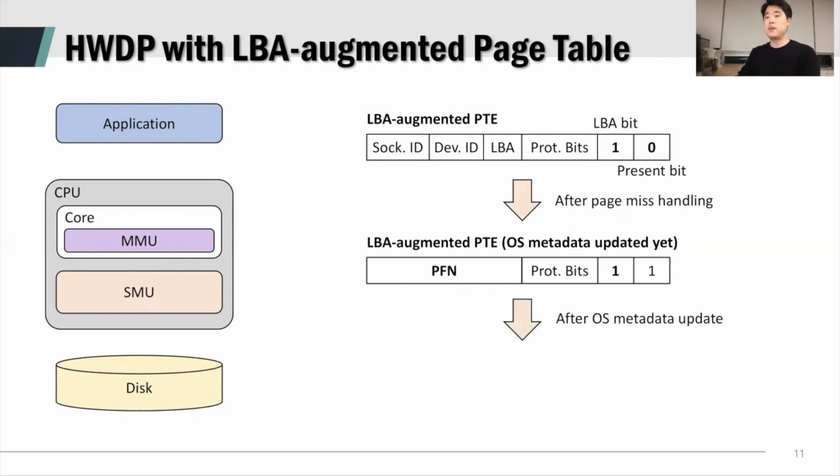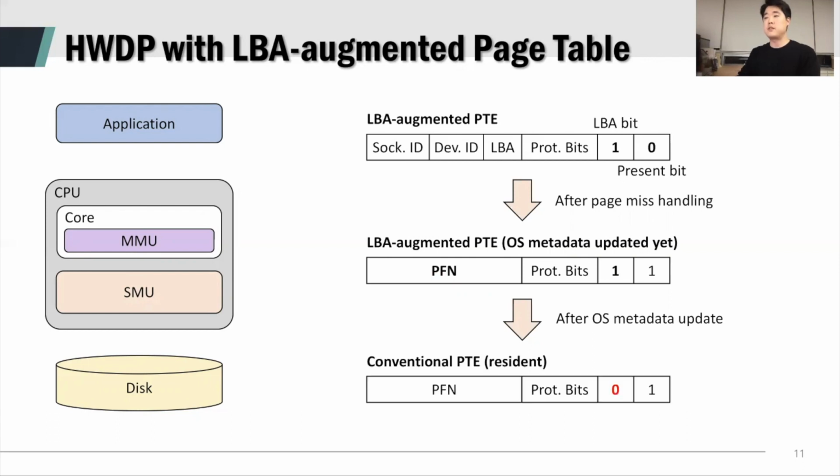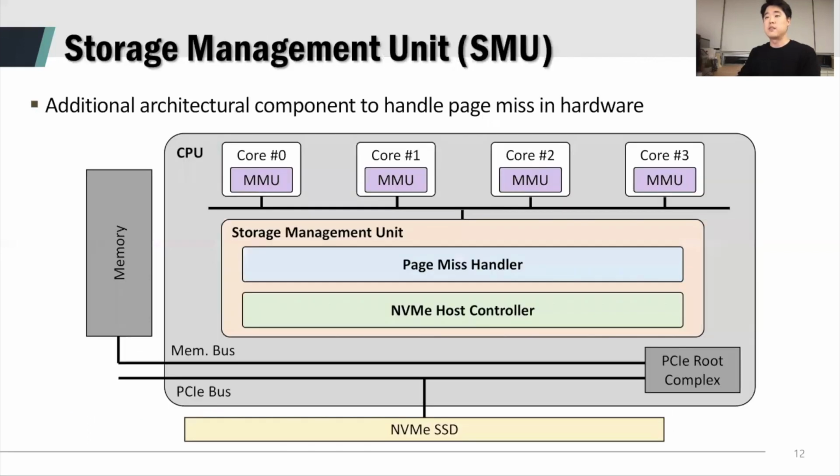Later, when this page-related OS metadata is updated, the LBA bit becomes 0 and the PTE becomes the conventional PTE with a resident page. The SMU is a key architectural component for HWDP. It consists of 2 parts, the page mishandler and the NVMe host controller. The former handles page misses issued by cores, and the latter handles storage device specific I/O control.